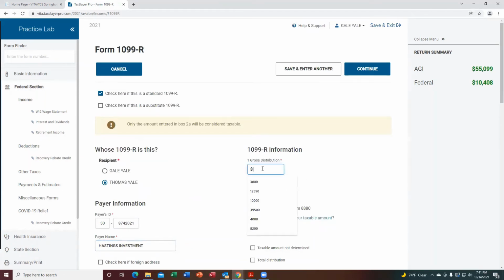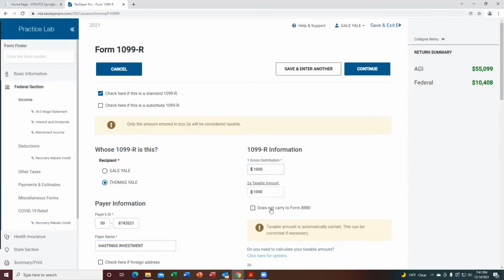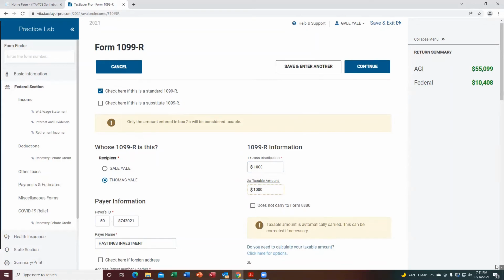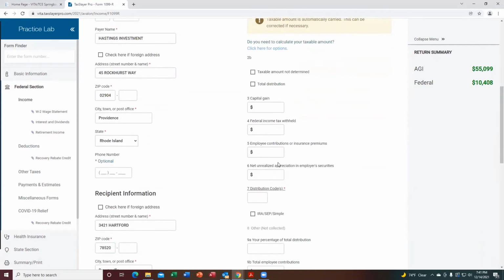And the gross distribution is 1,000. Taxable amount is 1,000. They did have federal income tax withheld of 100. Distribution code is a 1. And the IRA SEP simple is identified.